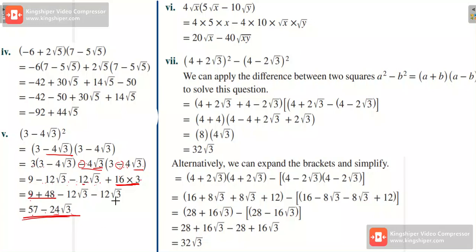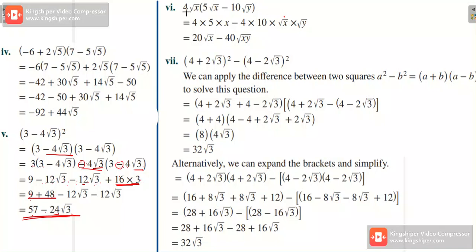So that is also for this question. So we can solve more of that. Let's look at part VI. We have 4 root x multiplying 5 root x minus 10 root y. Here we can go ahead and multiply through.